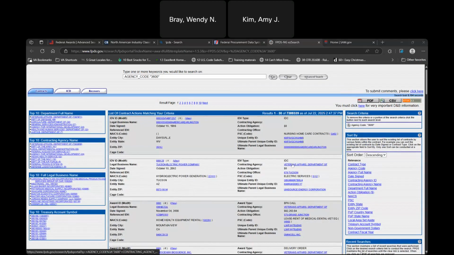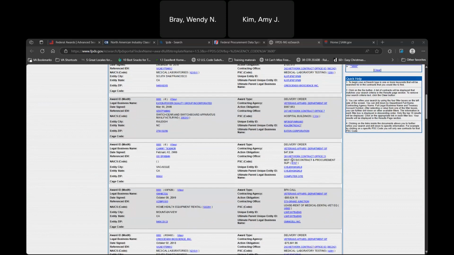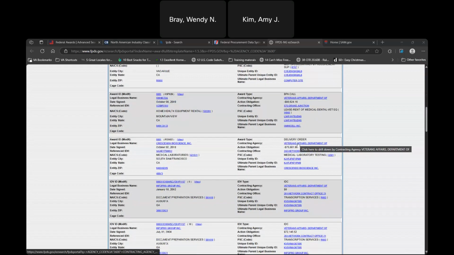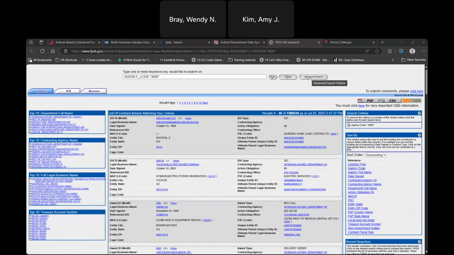But I know it's Department of Veteran Affairs because I see outside of this contract here, the contracting agency says Department of Veteran Affairs. If you're someone like me who has to double, triple, quadruple check yourself, you can always scroll down and make sure you put in the correct agency code. Again, it's 3600, as you can see here, for Department of Veteran Affairs.